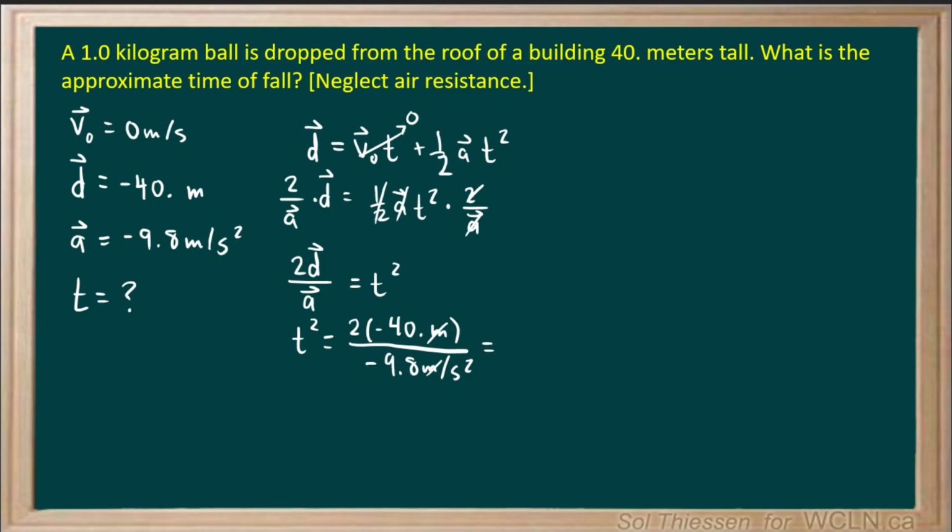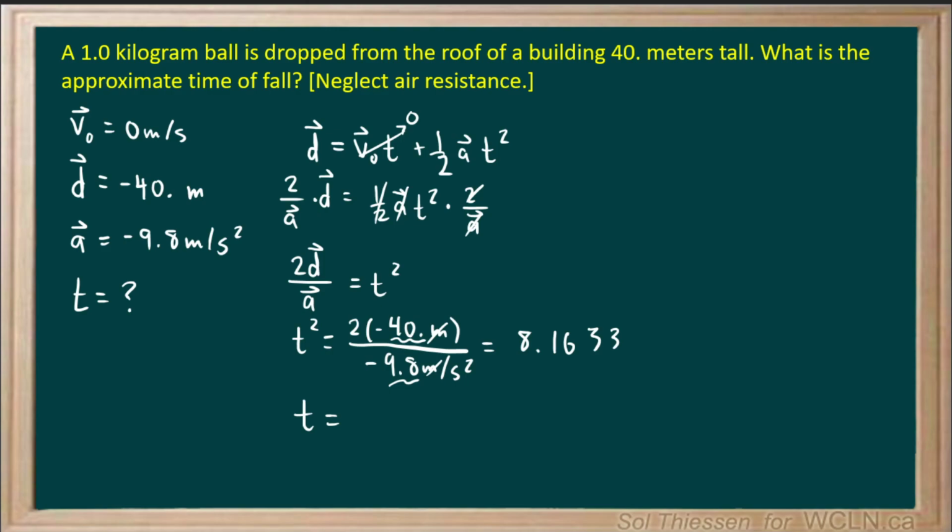Now if you evaluate this using your calculator, 2 times negative 40 divided by negative 9.8, you should get an answer of 8.1633, and that's rounded. Note that I'm keeping a lot of significant figures for now so that we can get a more exact answer when we take the square root, but in the end we're only going to want to have 2 significant figures since we only have 2 significant figures in our displacement and acceleration values.